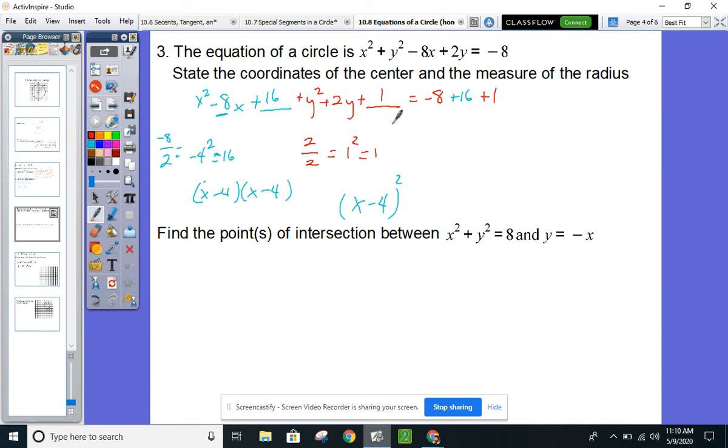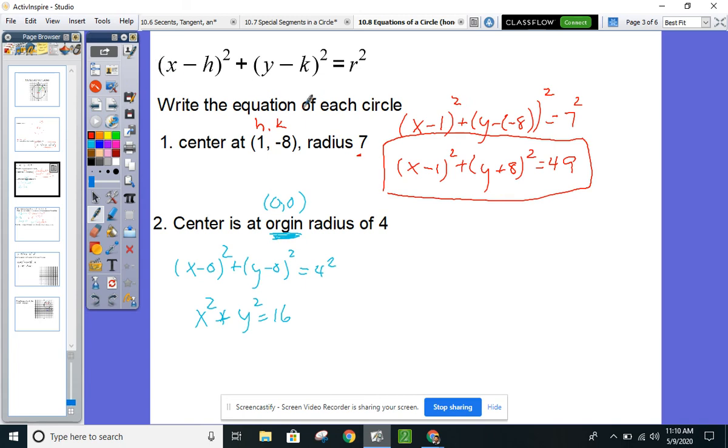All right. So what times what gives me y squared? Y times y. What times what multiplies to be 1 and adds up to 2? 1 and 1. They're exactly the same. So we'll write it as y plus 1 squared equals, here we add this up, negative 8 plus 16 is 8, plus 1 is 9. And there you go. Look at that. It looks just like, go back, this right here.